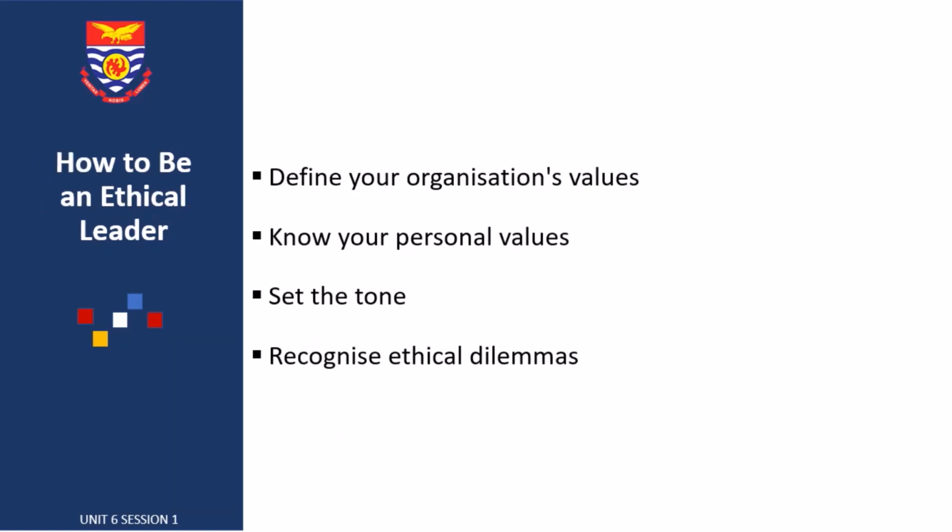How to be an ethical leader. Define your organization's values. Know your personal values. Set the tone. Recognize ethical dilemmas. So before you can be an ethical leader, you should know what your organization holds in high esteem and infuse it with what you know of your ethical values. So you are going to align your values to the organization's values. So you have to define your organization's values and be aware of them. Know your personal values. Identify what you hold in high esteem, your morals, your standards.